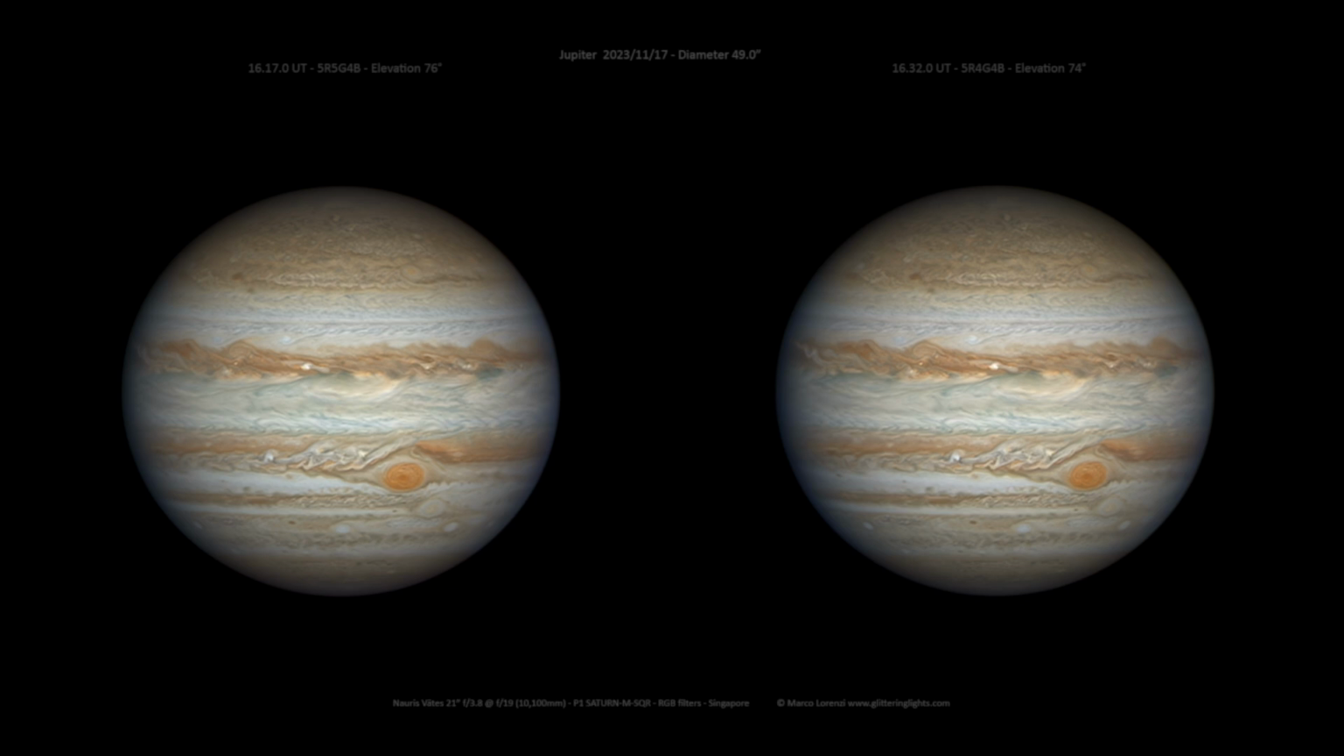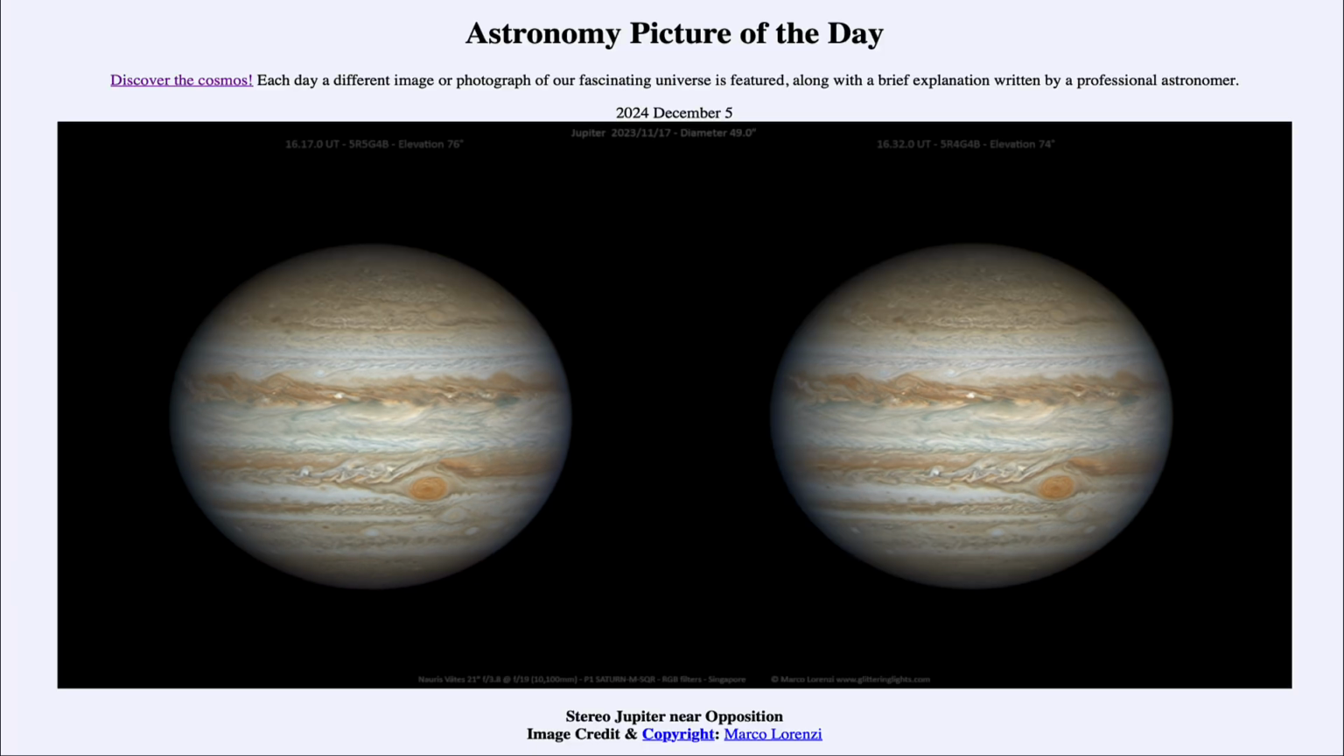So here we get to see Jupiter again, and we will see it again coming up at opposition very soon. And that would be December 7th of this year. So just a couple of days from now, then we will again see Jupiter at opposition. So that was our picture of the day for December 5th of 2024. It was titled Stereo Jupiter Near Opposition.